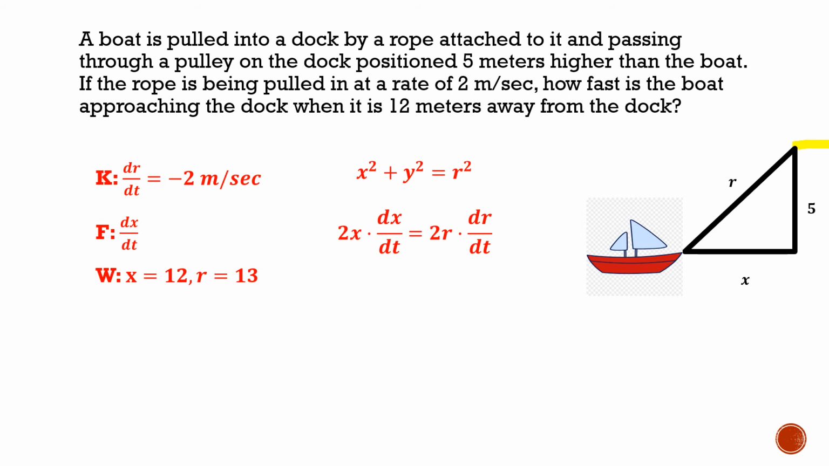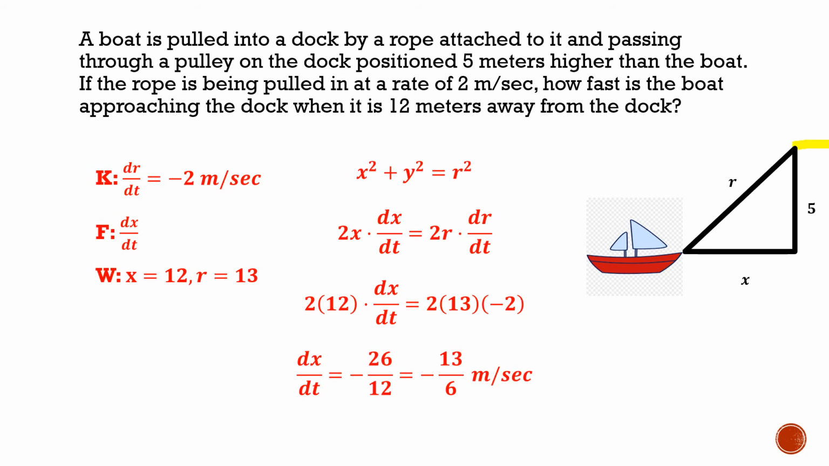And so taking the derivative of both sides, I get 2x dx/dt plus 0, because the height is not changing, equals 2r dr/dt. Now plugging in everything I know, I have 2 times 12, 12 was x, dx/dt equals 2 times 13, because r was 13, and then dr/dt was -2. Now simplifying that, I get dx/dt is -13 over 6 meters per second.